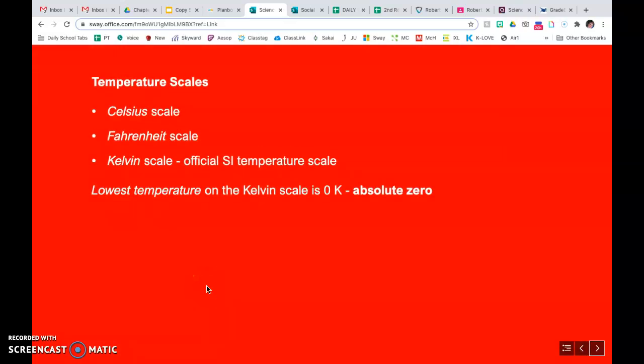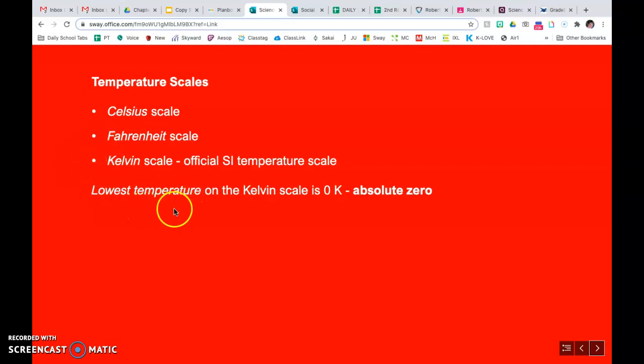There are 3 temperature scales. Celsius, represented with degrees Celsius, degrees capital C. Fahrenheit, which is what we normally use here in the United States, so degrees Fahrenheit, capital F. And then the Kelvin scale. This is the official SI temperature scale. So the international system that most other countries use, that's what they use, this in Celsius. But if you're like a really true scientist, you use Kelvin.